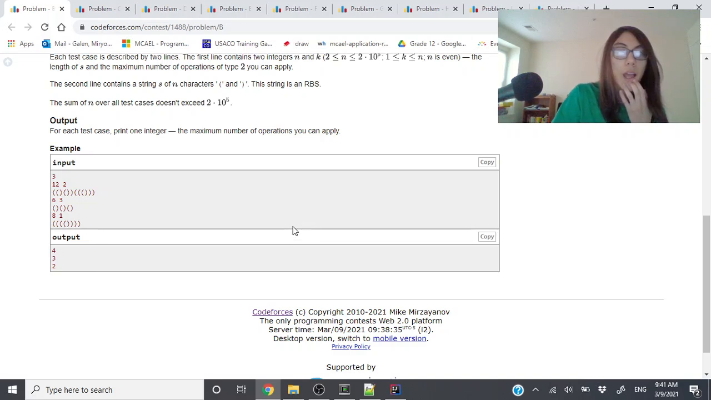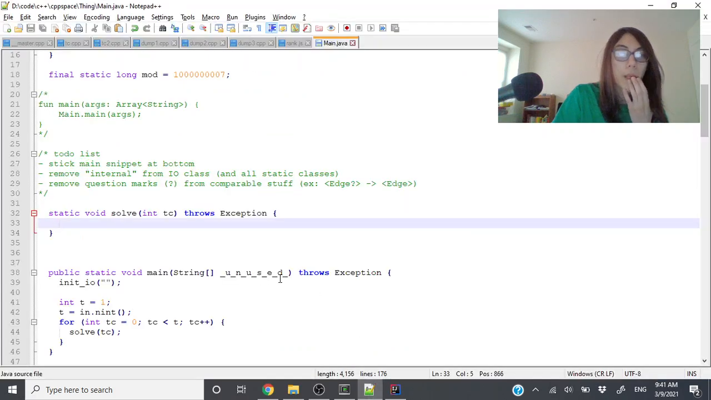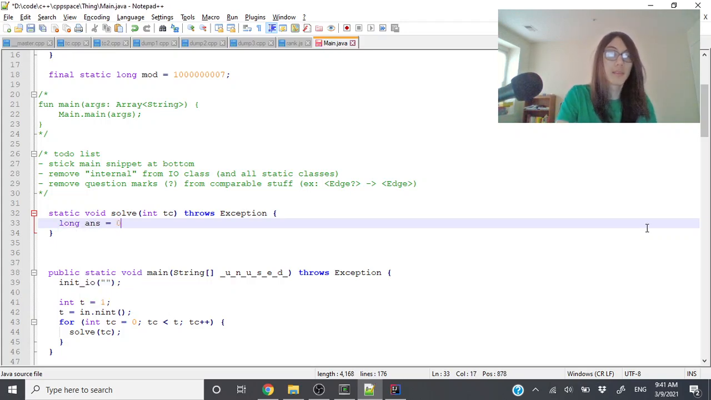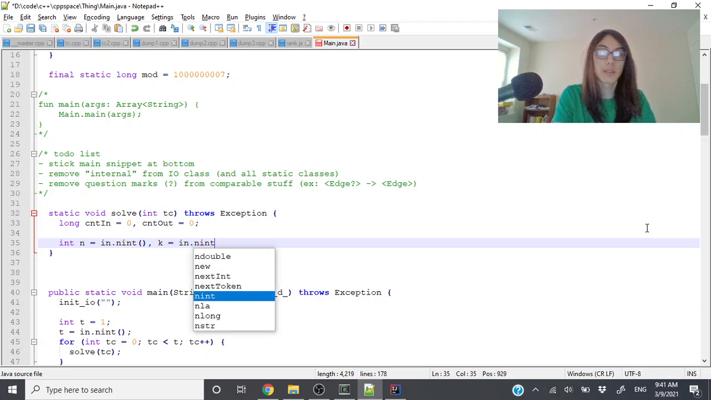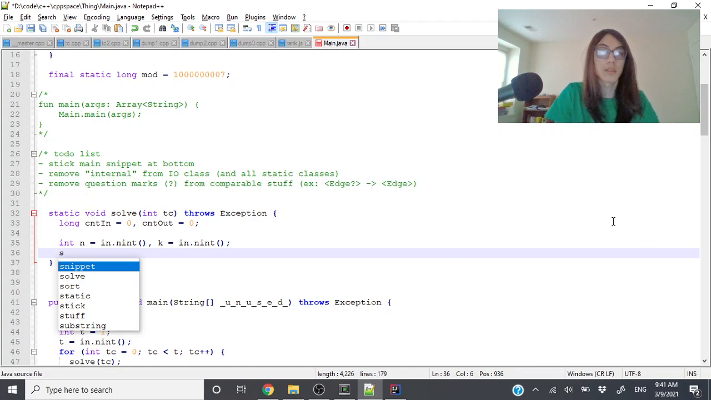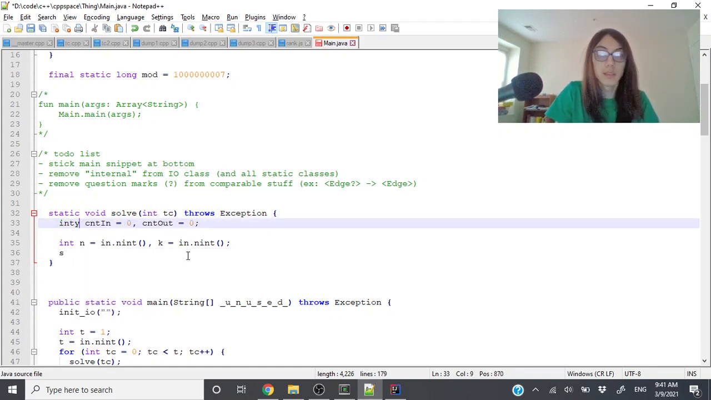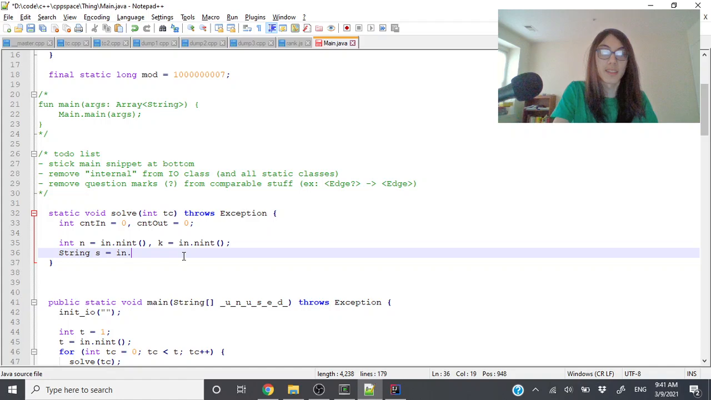So how are we going to do this? Okay, I guess we can, let's see. Keep track of count in, count out equals 0. Int n equals in.nextInt. K equals in.nextInt. Actually, I don't need these. Can be ints too. String s equals in.next.